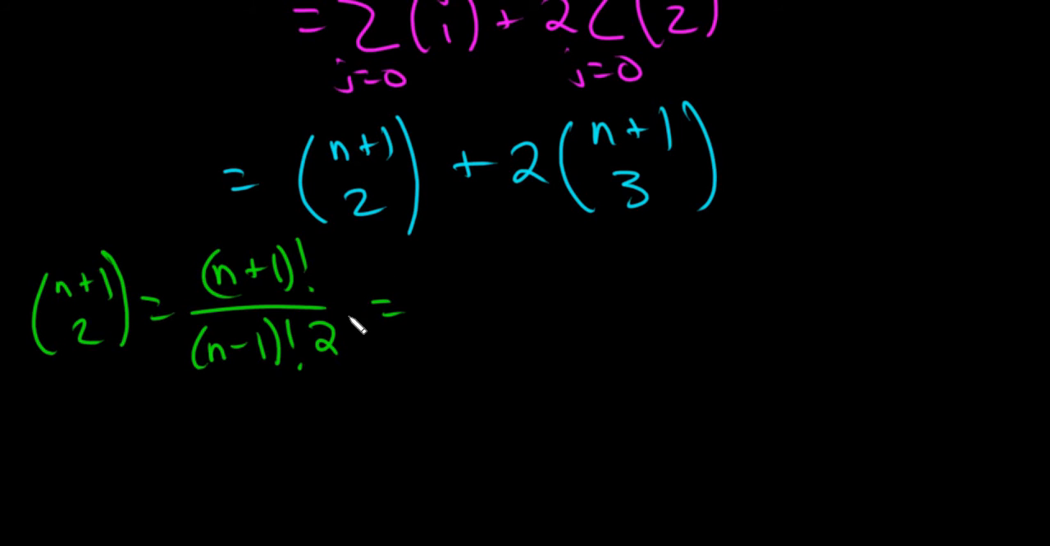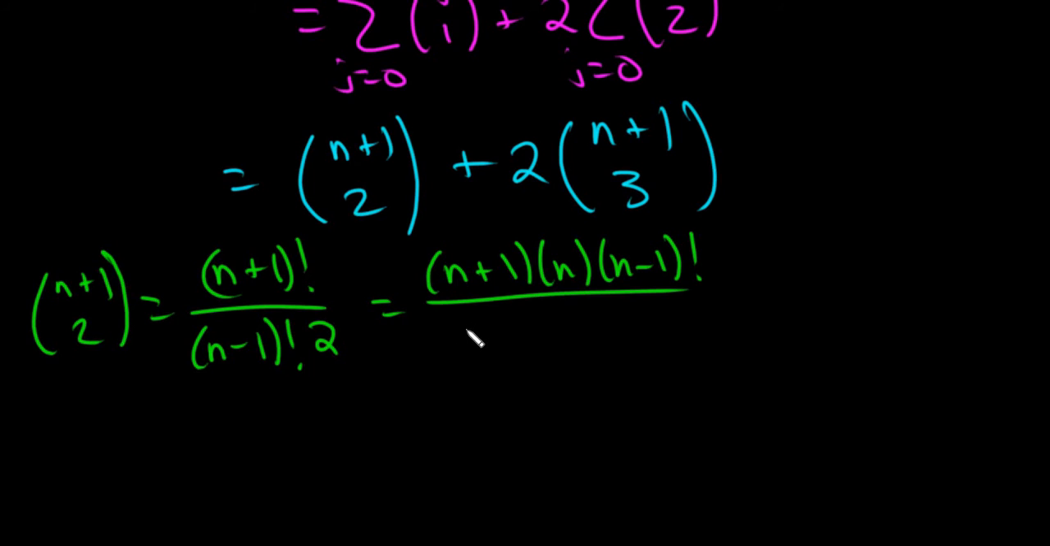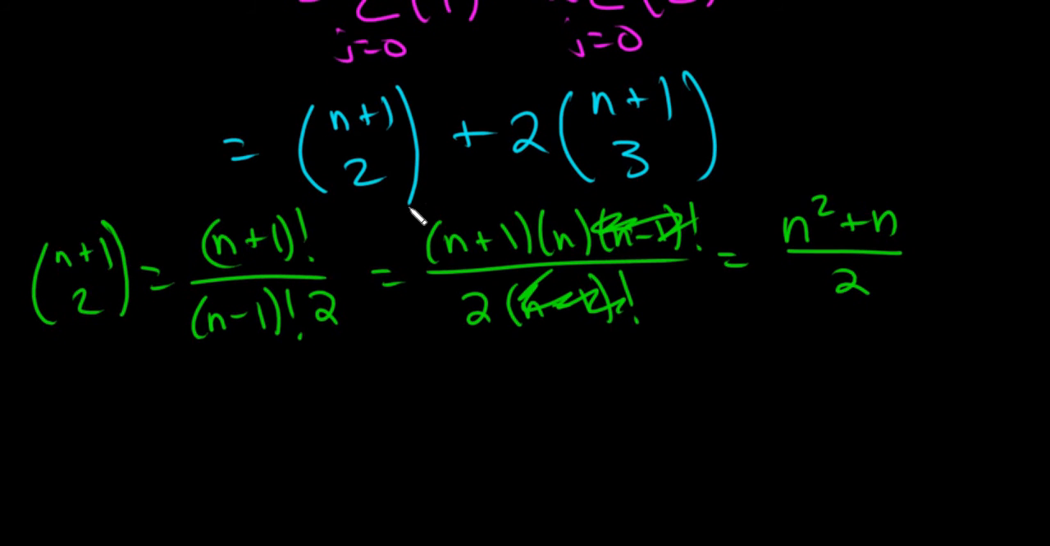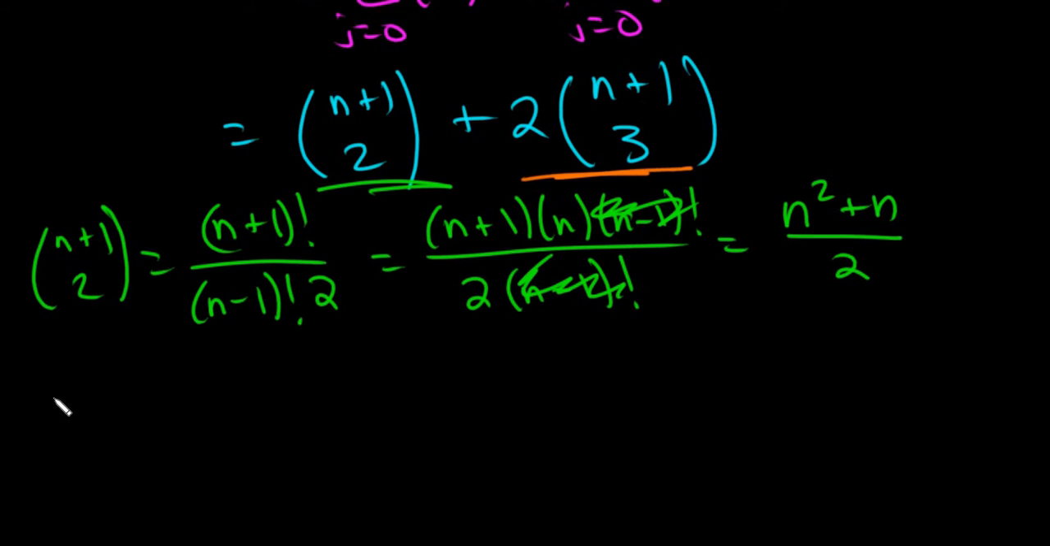So what we're left with, if we simplify the numerator, or expand it rather, we get (n plus 1) times (n minus 1) factorial, all over 2 times (n minus 1) factorial. And then these guys will cancel, and what you're left with is (n squared plus n) over 2. That's this guy.